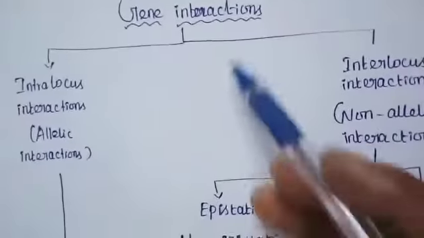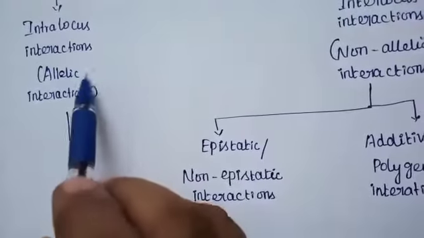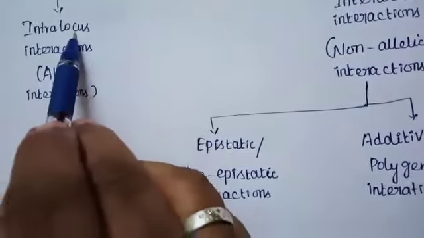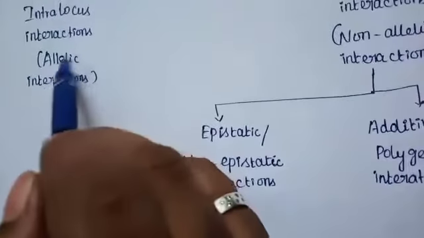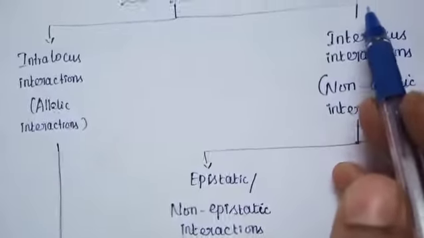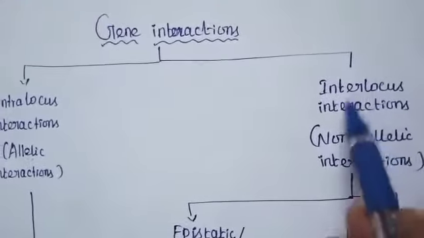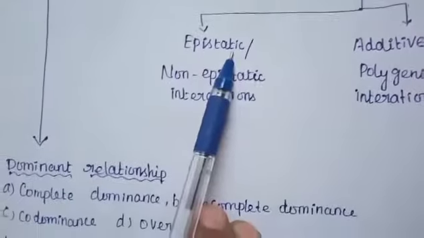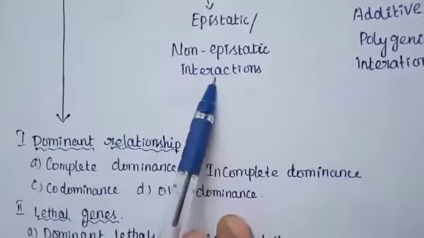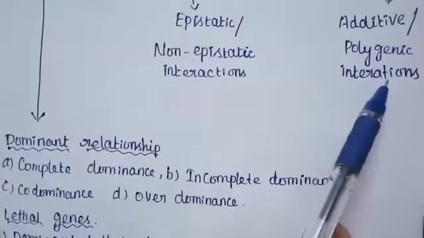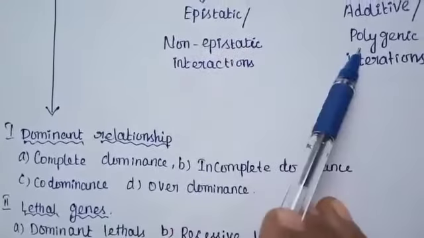Next, this is a flowchart of gene interactions. There are two types of gene interaction: intra-locus interactions, which means allelic interaction. Locus means place; the place where genes are present is called the locus. Allelic interaction means interaction between the alleles. The next one, interlocus interaction, non-allelic interaction. Interaction between genes is called interlocus interaction. This interlocus interaction is of two types. One is epistatic, epistatic means hidden, or non-epistatic interaction. Next, additive, additive means together, or polygenic interactions. These are the two types of interlocus interaction.